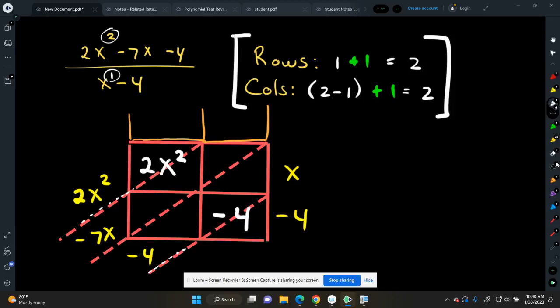Do another one? Yes, I'm starting to get it. Okay, we're going to do another one because Ethan's starting to get it. All right, we have 8x squared plus 10x minus 3 divided by 2x plus 3.